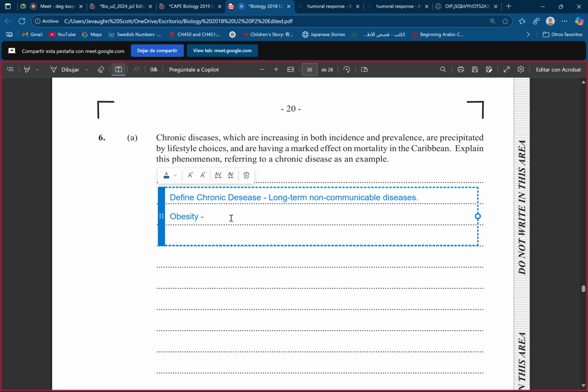We have a huge issue with carbohydrates in the Caribbean. We tend to eat a lot more carbohydrates, and processed carbohydrates, and that leads to the storing of glycogen and these different things within the body, leading to an increase in adipose tissue. That will lead to increased BMI, which will lead to the persons being obese.